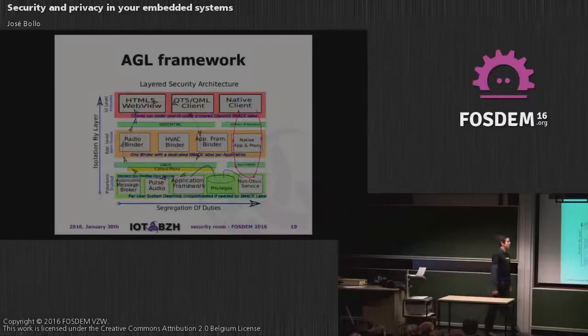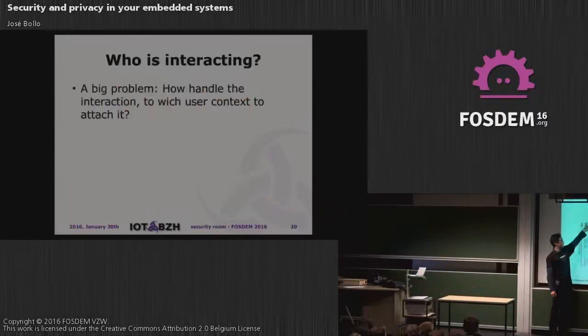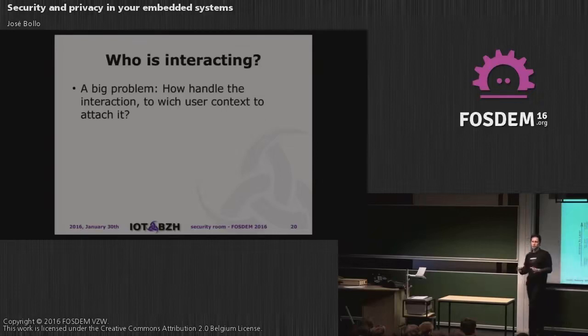In the AGL framework, we have here, for example, an HTML view that is accessing all the services through a binder and security. Here, the applications are restricted and managed using mandatory access control and SMACK. SMACK is really cool for doing that. So, we use it.